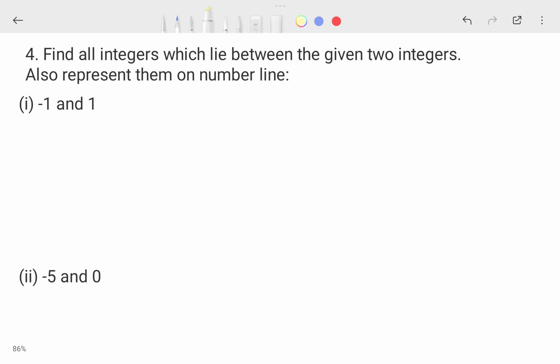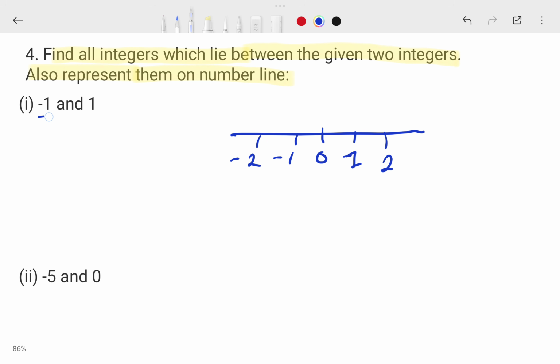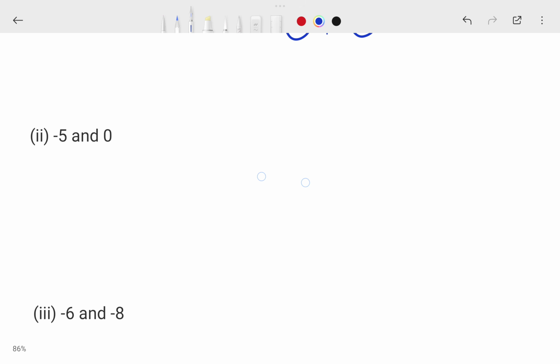The fourth question says: find all the integers which lie between the given two integers and also represent them on the number line. Okay, so let's make a number line. This is 0, this is 1, and this is 2. It says from minus 1 to 1. What is between minus 1 and 1? Which number is there? 0 is there. Okay, the first one is clear. Let's come to the next question.